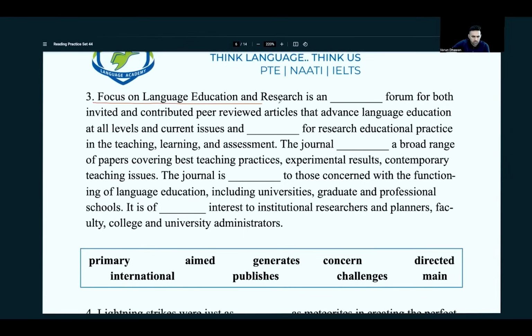Focus on language education and research is an dash forum for both invited and contributed peer-reviewed articles that advance language education at all levels and current issues, and dash for research educational practice in the teaching, learning, and assessment. Focus on language education and research is an dash forum. With an, you will always have words starting with a vowel sound, A sound, E sound, I sound, O sound, or U sound. You will never say an banana. You'll say a banana, an apple.